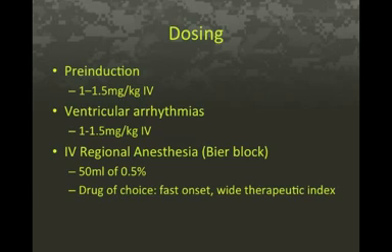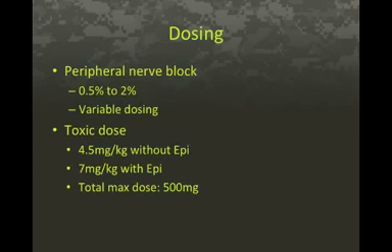50 milliliters of 0.5% lidocaine is used for a total dose of 250 milligrams. Lidocaine is the local anesthetic of choice for these procedures due to its relatively fast onset and wide therapeutic index. For regional anesthesia with a peripheral nerve block, concentrations of 0.5 to 2% are common. Exact concentrations and dosing is highly variable and depends on the needs of the patient and the type of nerve block being performed.